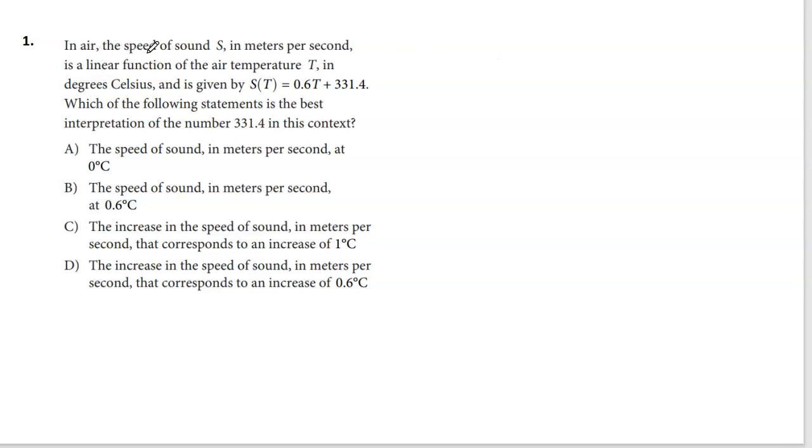Question 1. In air, the speed of sound, S, in meters per second, is a linear function of the air temperature T in degrees Celsius and is given by S of T equals 0.6 T plus 331.4. Which of the following statements is the best interpretation of the number 331.4 in this context?